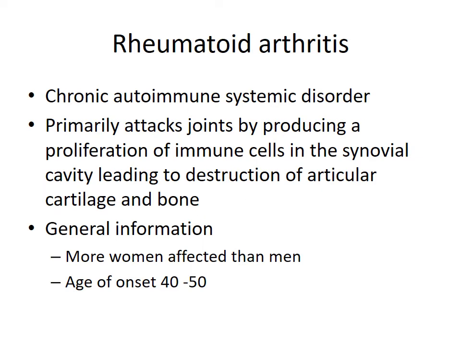All right, in the case of rheumatoid arthritis, this is a chronic autoimmune systemic disorder. And what's being attacked, the autoimmune part, what's being attacked is immune cells in that synovial cavity in the joint, and you're destroying articular cartilage and bone. Because it's autoimmune, it tends to affect women more than men, and we know that the onset is kind of in middle age.